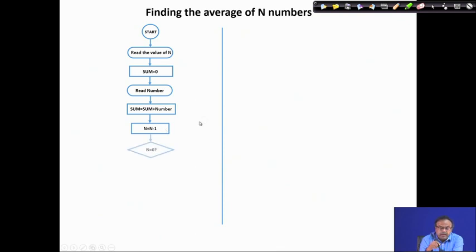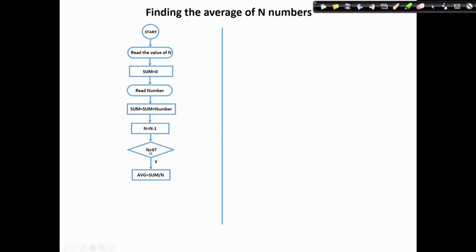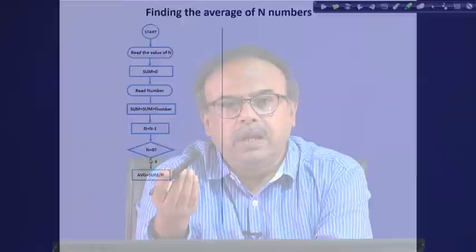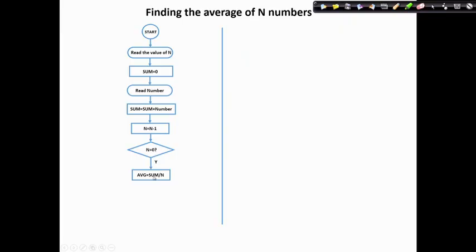Now, I have to check, have I read all the numbers? What is the value of n? The value of n is 99. That means n is not 0, so I have not been able to read all the numbers. In a decision box, as I told you a couple of minutes earlier, I can have two options, a yes or no answer. If n is equal to 0, that signifies that I have already read all the numbers. Then I can compute the average as sum divided by n.